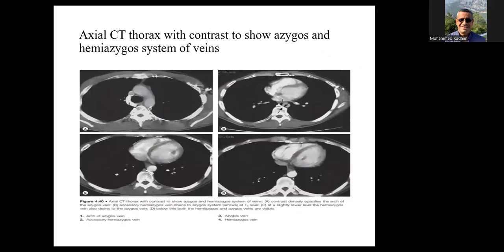This is the axial CT thorax with contrast to show the azygos and hemizygous venous system. In picture A we see the azygos arch. In picture B we see drainage of the accessory hemizygous vein at the level of T8. A little below it is the drainage of the confluence of the hemizygous vein, and in picture D, the lower one, the azygos and hemizygous veins before confluence.